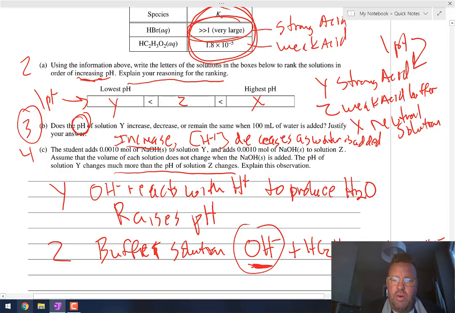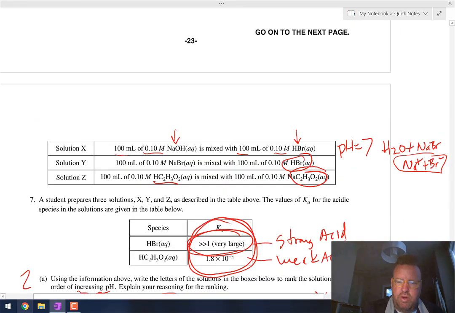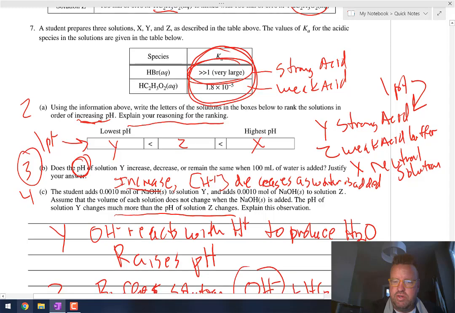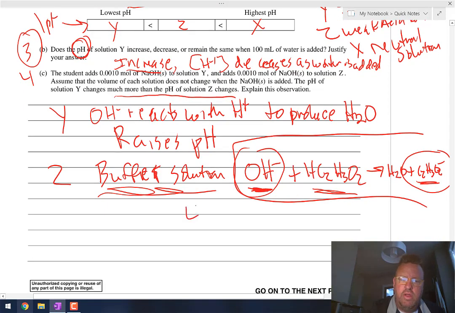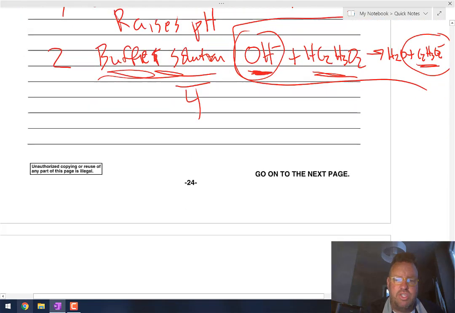And so all that hydroxide's gone. You've used up some of the acid. You have some more of the conjugate base now. But again, really, it's just identifying that as a buffer solution. This is just for your own knowledge as to why. Okay, so overall, 4 points there for that last question.